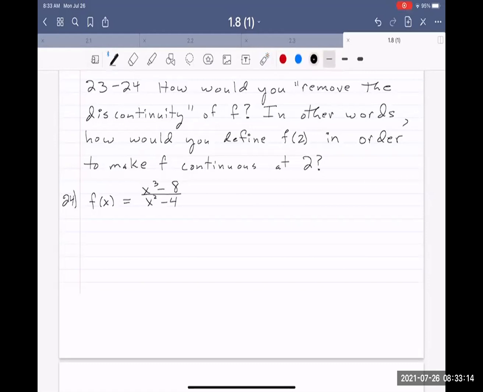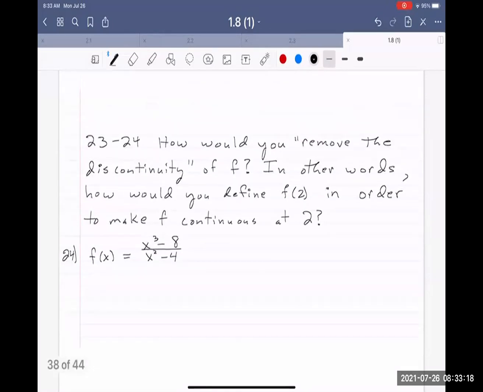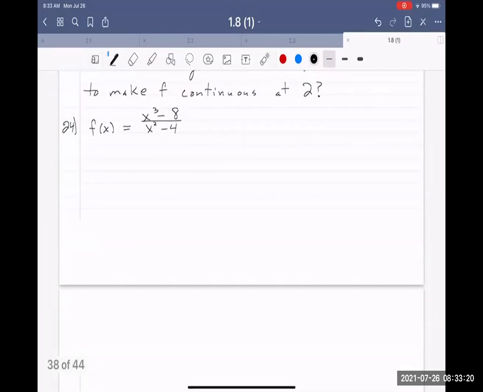Well, first off, let's find the domain. So notice that the domain of f is everything except for plus or minus 2.